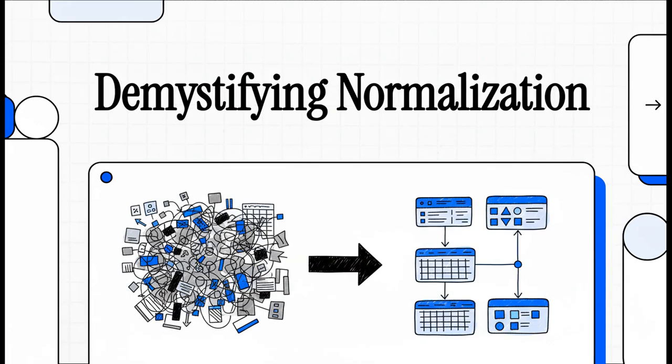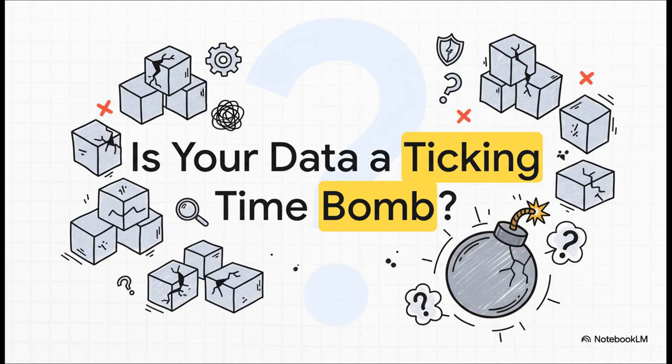All right, let's talk about data. You know that feeling when you're staring at a spreadsheet and it's just so tangled and messy it gives you a headache? Well, today we're tackling that same exact problem, just on a much bigger scale. We're going to pull back the curtain on a process called normalization and see how to turn total data chaos into something clean, organized, and clear. Let's get into it.